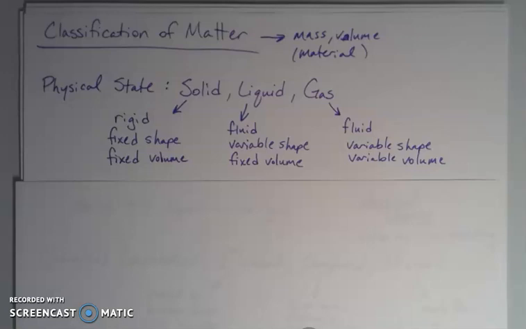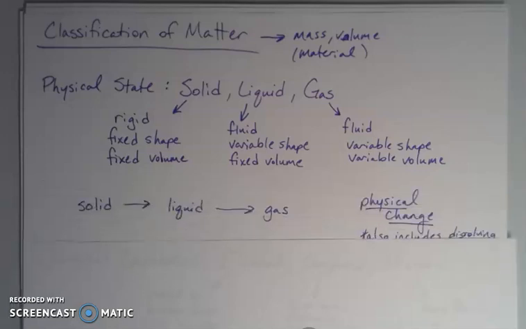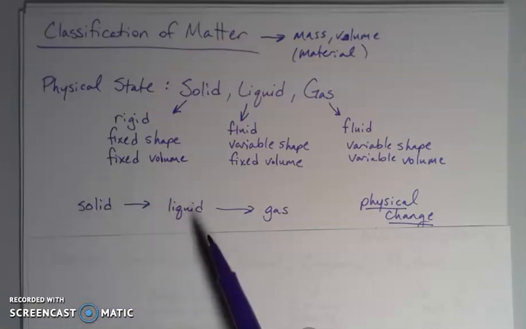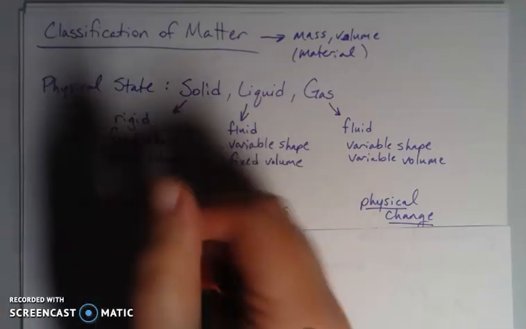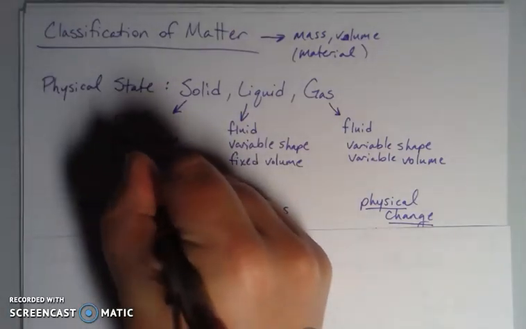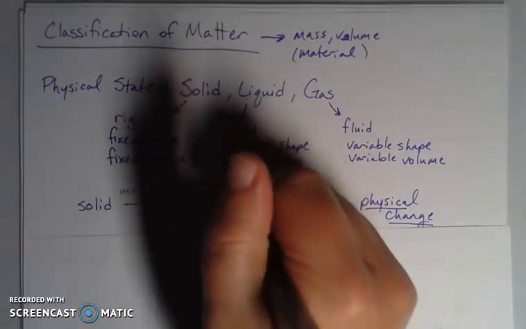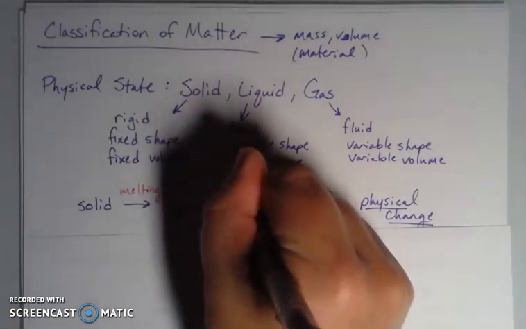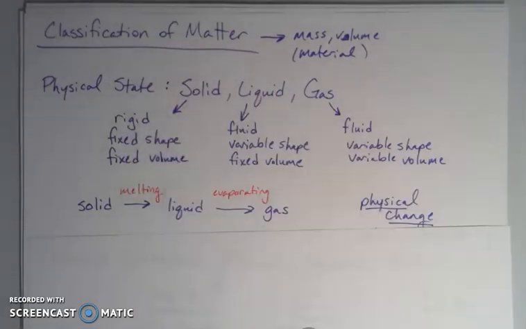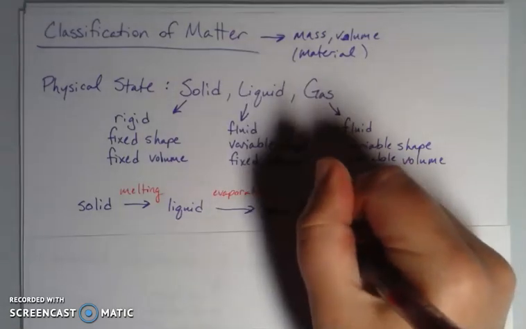Now we can change the physical state. We can go from a solid to a liquid or a liquid to a gas, and we call that a physical change, right? So we're just changing the state of matter, the phase of matter. We're not changing the chemical composition. It's still water. If we take water for an example, if I have solid water, that's ice. If I go from a solid to a liquid, we call that melting. And now I have liquid water. If I go from liquid to a gas, that's called evaporating or vaporization, because gases are also called vapors.